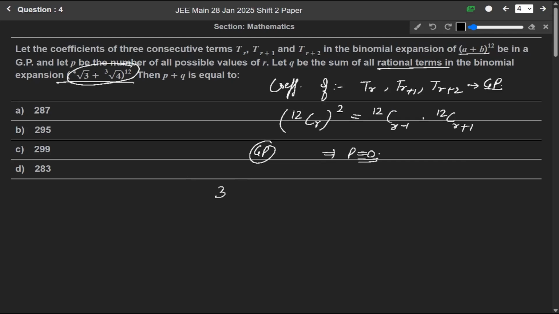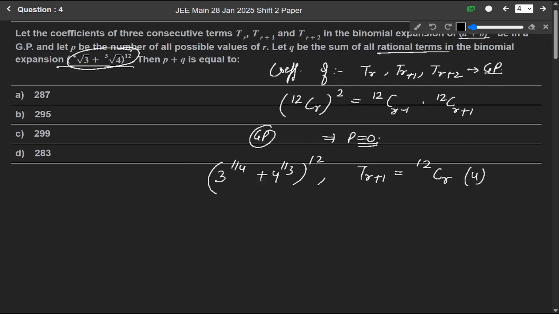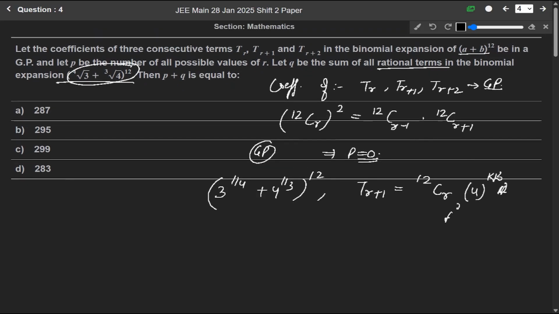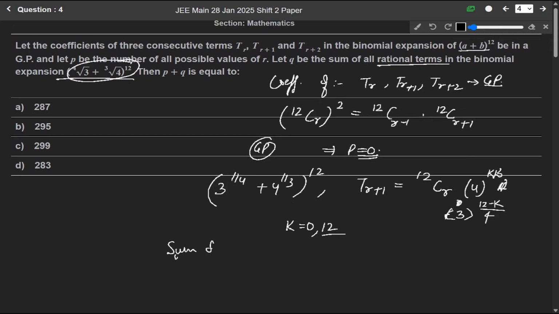Okay. Now for (3 to the power 1 by 4 plus 4 to the power 1 by 3) raised to the power 12, the general term will be equal to 12 C k into 4 to the power k by 3 and 3 to the power (12 minus k) over 4. Okay. So for the rational terms, k will be equal to 0 and k will be equal to 12.